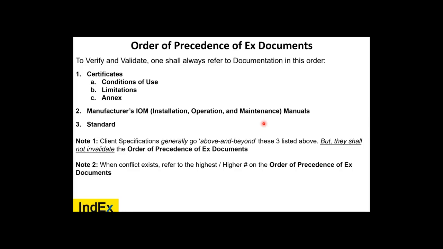Now, generally, client specifications, so end users such as Chevron, ConocoPhillips, their specifications shall usually go above and beyond the standards. But if they meet the standards, that's okay, but they shall not invalidate the 3 previously listed documents. When a conflict exists, refer to the highest number in that order. If there's a conflict between the manufacturer's documentation and the certificate, you shall follow the certificate.